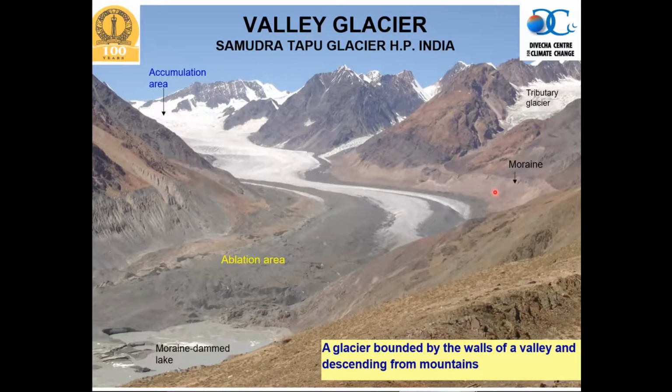Now we come to the idea of valley glaciers. This is one of the valley glaciers, Samudra Glacier, located in Himachal Pradesh. Here the glacier is bounded by the walls of the valley and descends from the mountains. You can see that the glacier is flowing like this, but these are the mountain walls. So glaciers cannot spread horizontally more than this, due to their constraint by the valley. So it is important for us to understand that, and it moves from the higher reaches to the lower reaches.